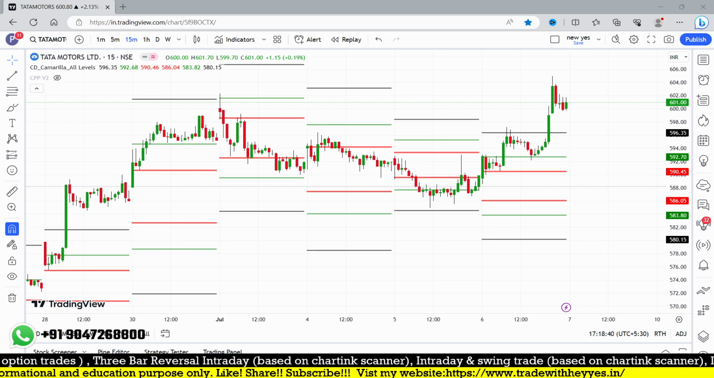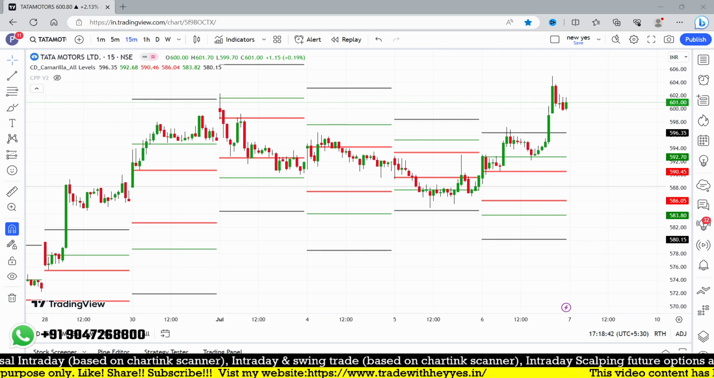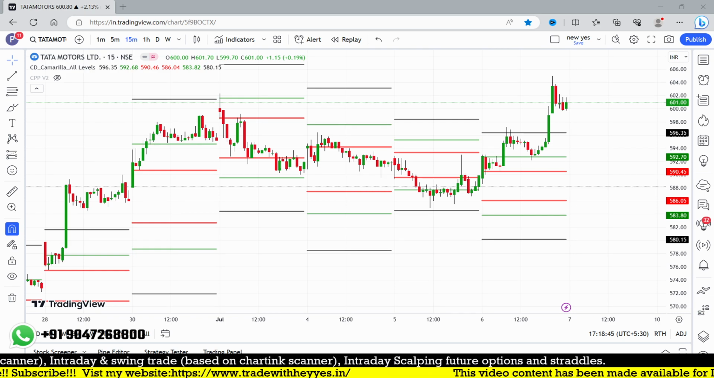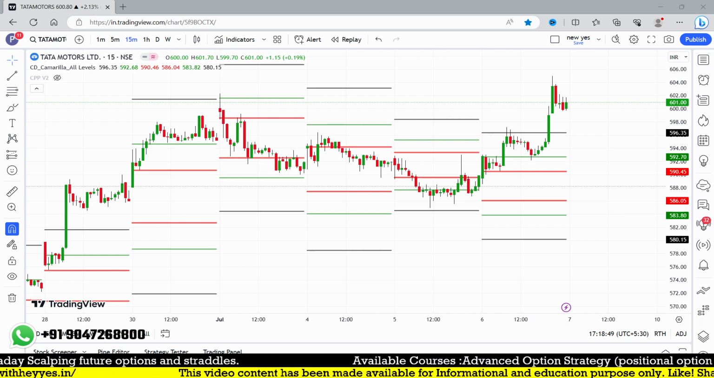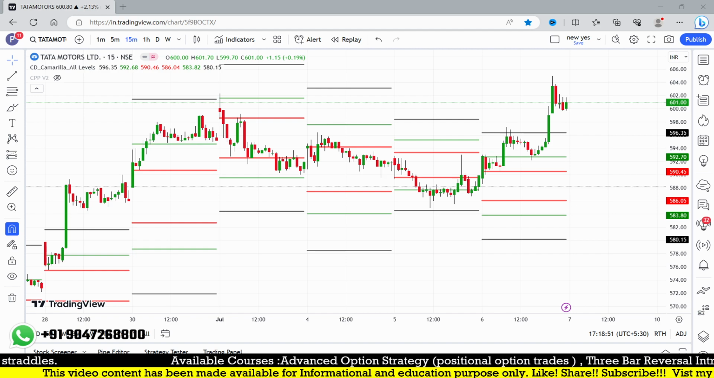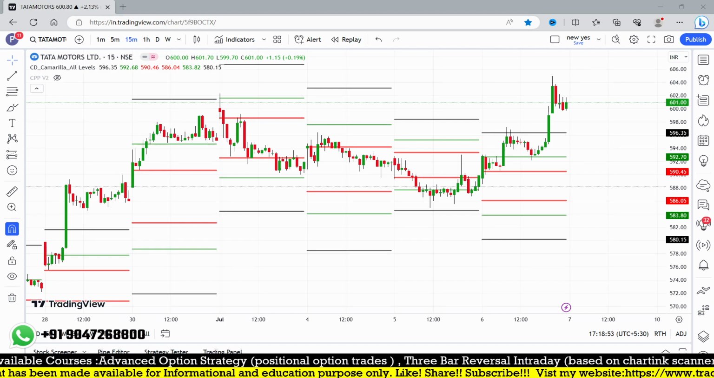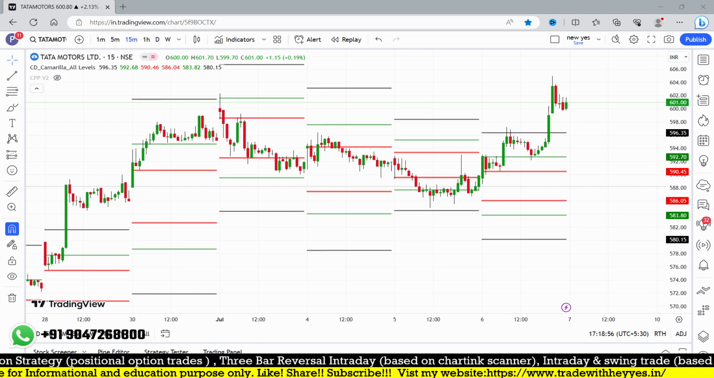Don't skip the video, and I'm going to show you how to create the Camarilla pivot scanner with R5 or H5 breakout or reversal. Both should be in the same scanner. I'm going to discuss how to create that in this video. Let me move on to the video now.